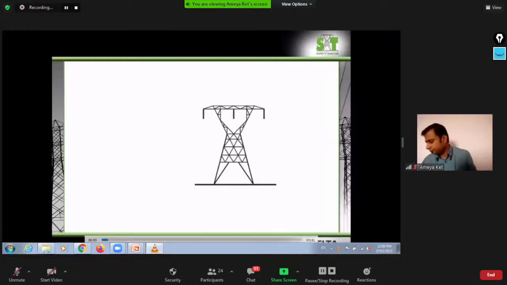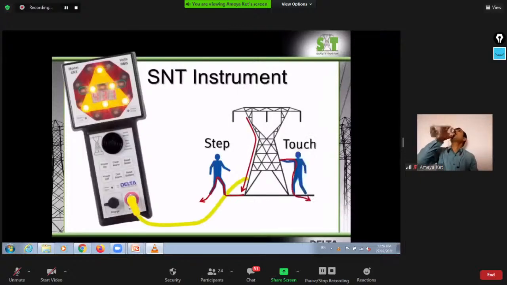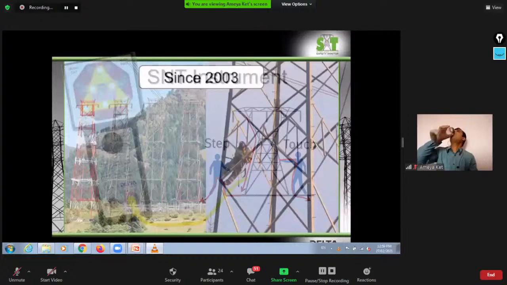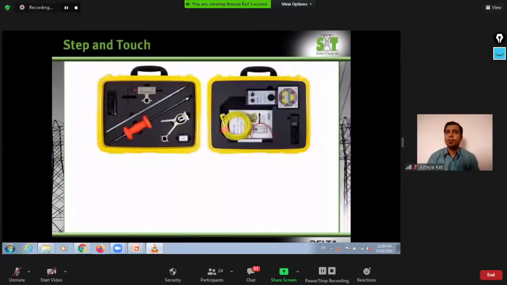Presenting the Step and Touch instrument from Delta Computer Systems. The SNT instrument protects linemen by continuously monitoring and alarming step potentials and touch potentials caused by ground potential rise. Since 2003, the SNT has kept linemen safe in the Pacific Northwest. This monitoring device comes as a complete kit, including a rugged case, the instrument, grounding rod, two different probes, a 15-foot probe cable, and a charger.